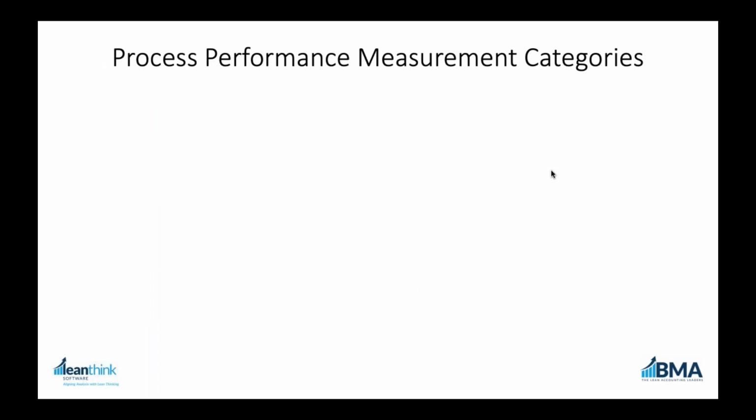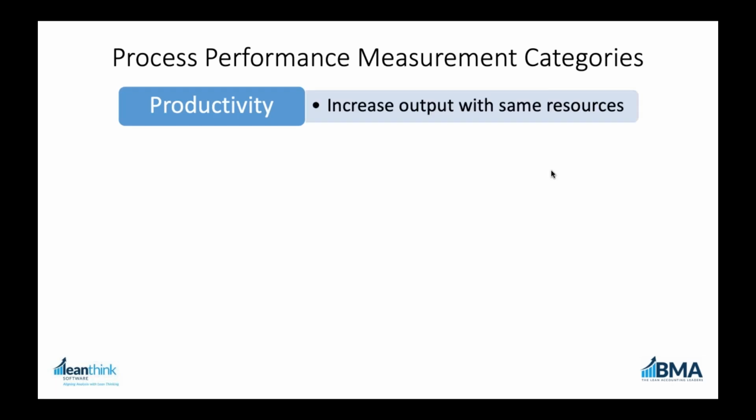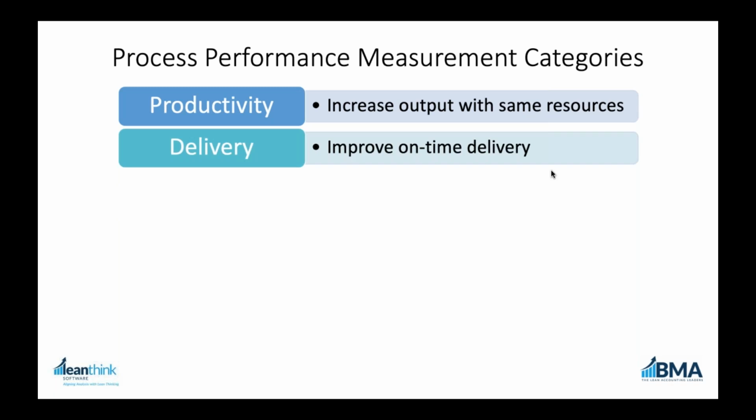We want to measure processes, and there are a set of categories of types of measures that we want to use. We want to measure productivity. What is productivity? Productivity is quite simple. It's increasing the output of a process with the same resources. We want to measure delivery. Our goal is to improve on-time delivery based on customer requirements, not what we can do, but against what the customer wants us to do.